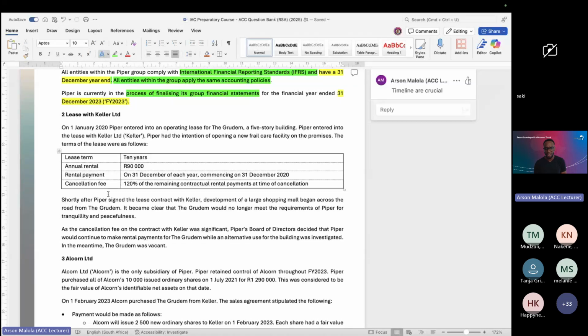Piper, which is the group company, entered into an operating lease for the Grudem, a 5-story building. Now I also know what this Grudem is: it's a 5-story building. Piper entered into the lease with Keller Limited, or Keller. Piper had the intention of opening a new frail care facility on the premises. So they're entering into this lease to open these frail care facilities. The terms of the lease were as follows.